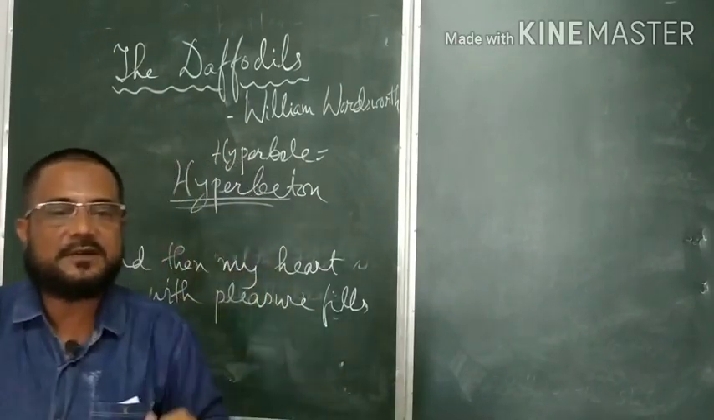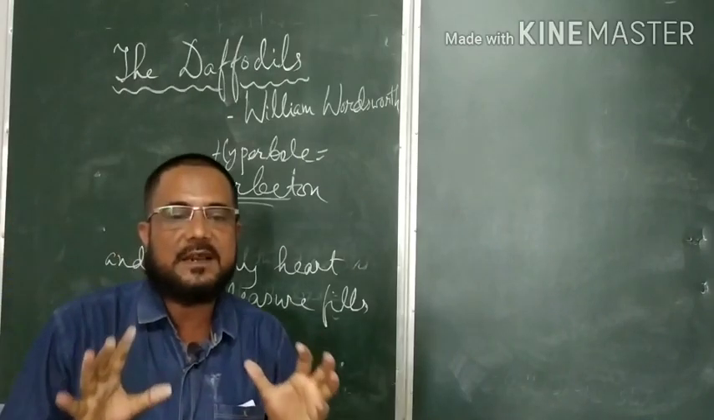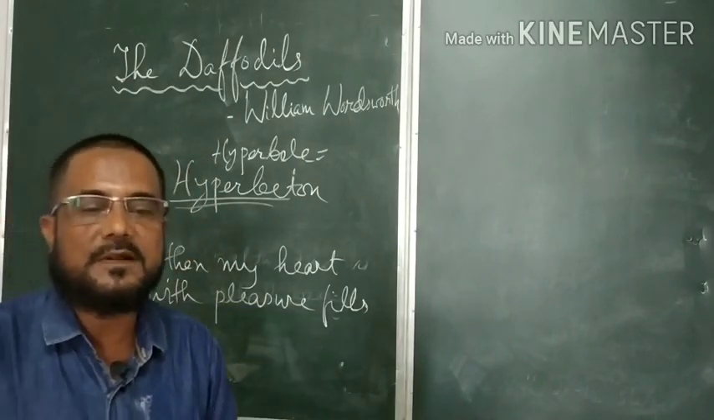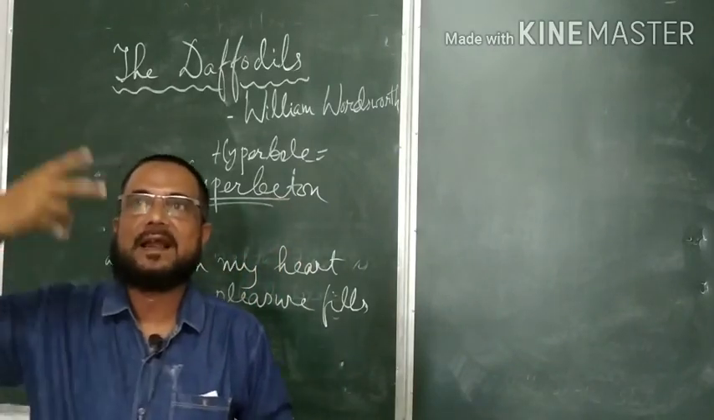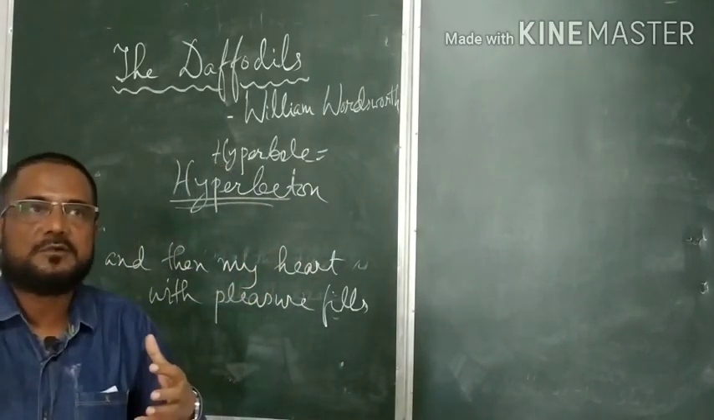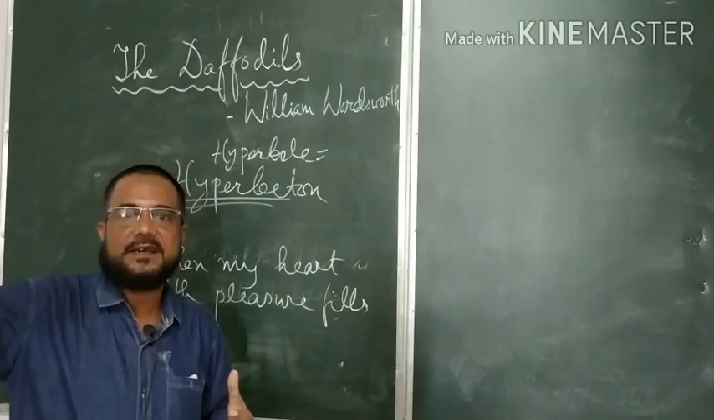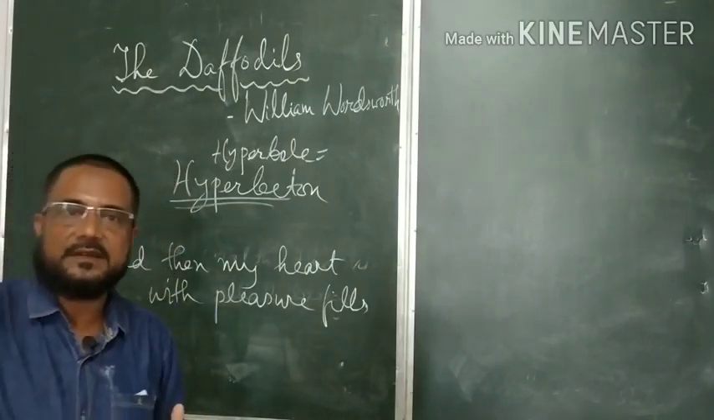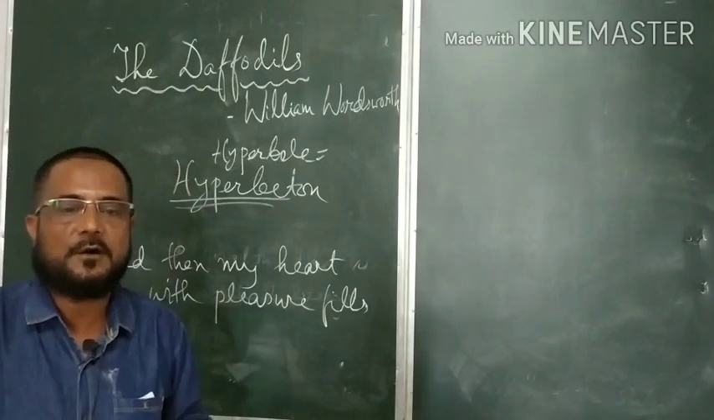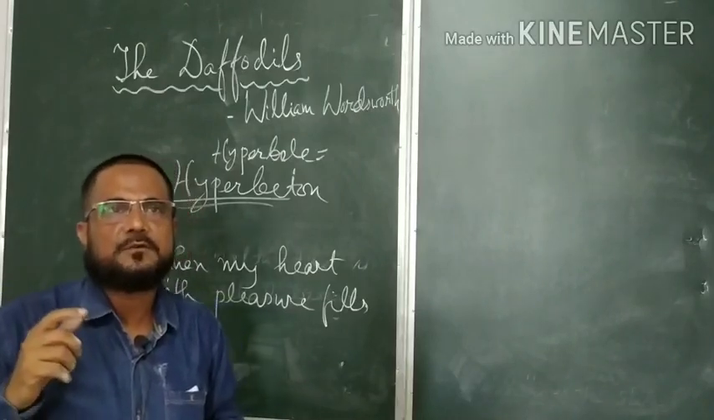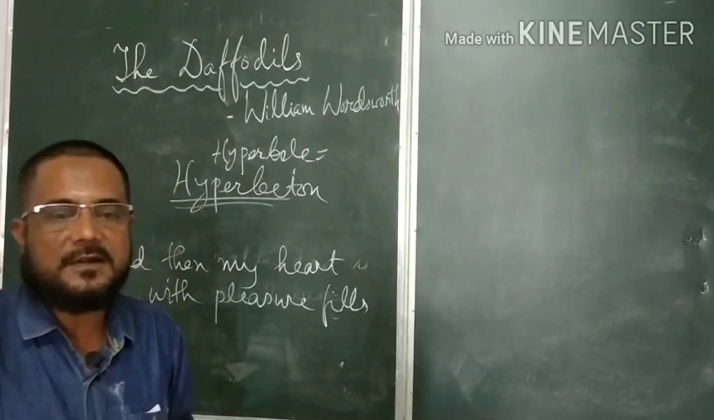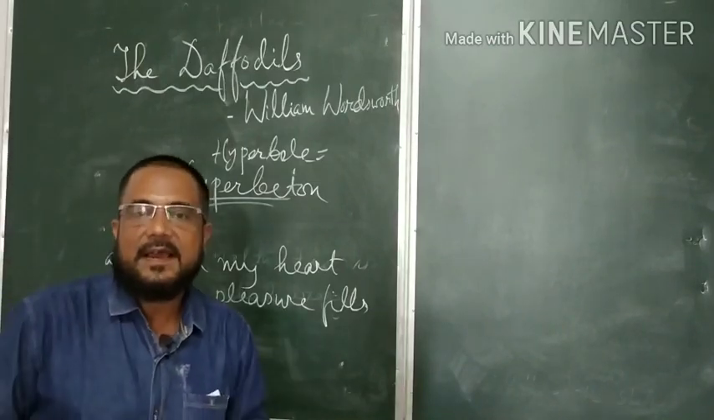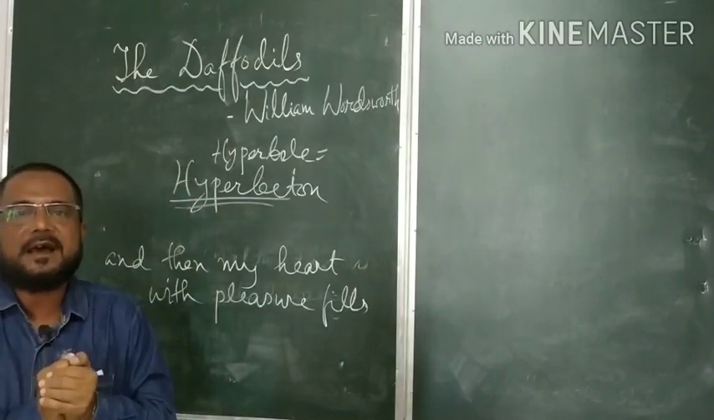And in the last stanza you can see, "for oft when on my couch I lie, in vacant or in pensive mood, they flash upon that inward eye." We discussed the inward eye, the mental eye, the eye by which we can see anything that we already have seen that is not with us now. We can see it using our mind's eye. That is called the inward eye. And what is the advantage of this inward eye?